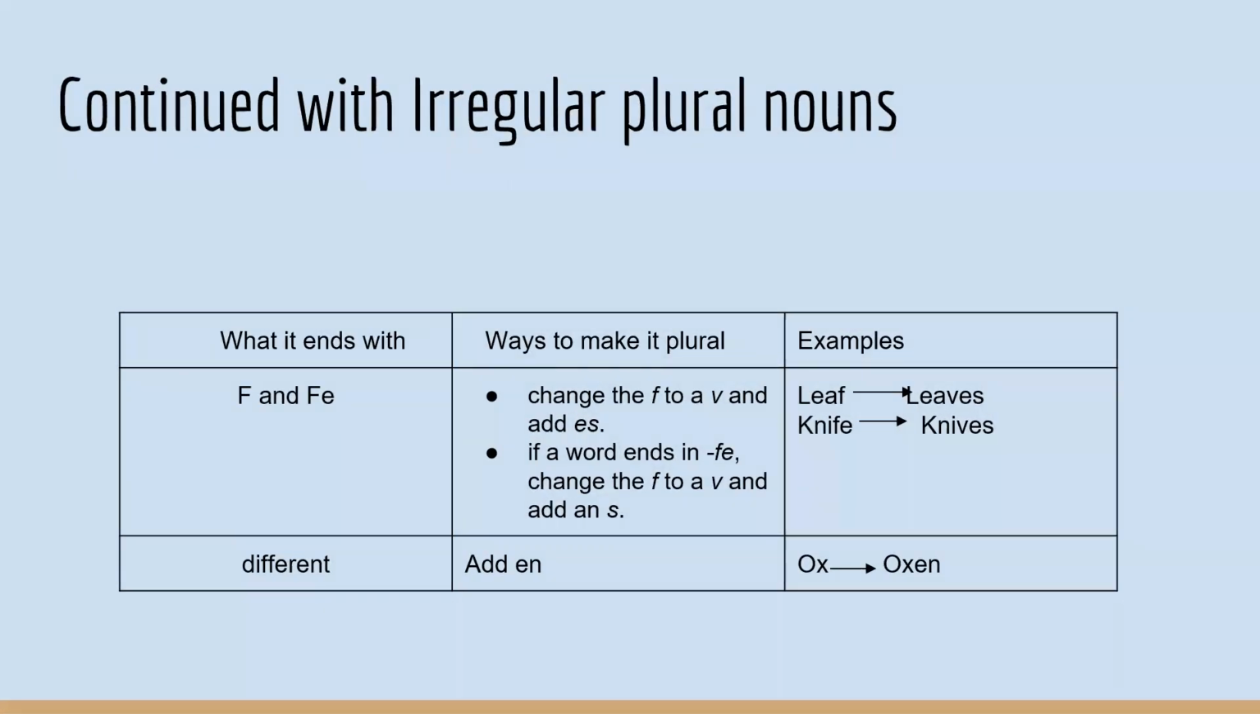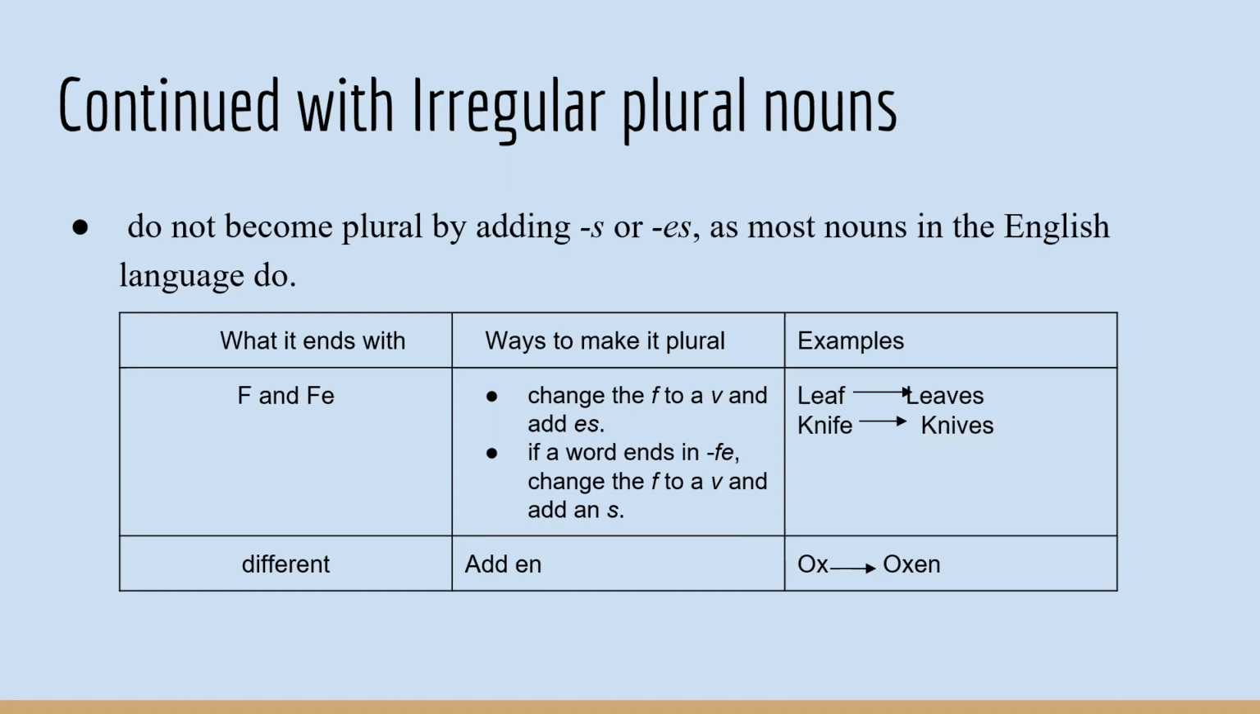So now we're continuing with irregular plural nouns, the other plural noun. So these nouns do not become plural by adding an S or ES, as most nouns in the English language do. These are actually a bit irregular. That's why it's named irregular. So these two are the most common irregular plural nouns.